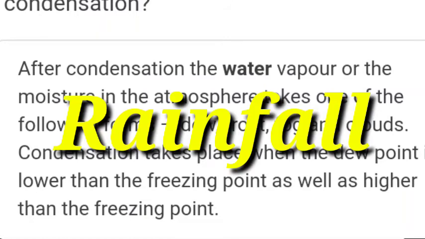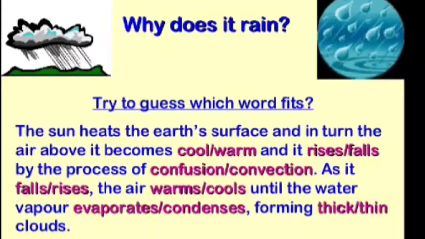Do you know which is the best form of precipitation in the world? Rainfall only. Rainfall is the most common form of precipitation, which is very useful to all human beings. Okay, so what is rainfall? How does it occur?